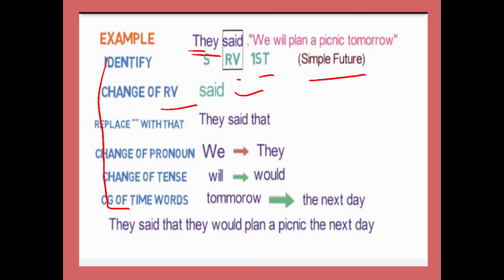Replace commas with that. Then we will write they said that. Then the pronoun we will be changed. This is a first person pronoun, so according to the subject we will write they in place of we, and will will be changed into would. The word tomorrow will be changed into the next day. So the sentence will be: they said that they would plan a picnic the next day.